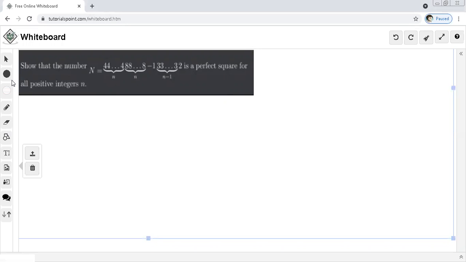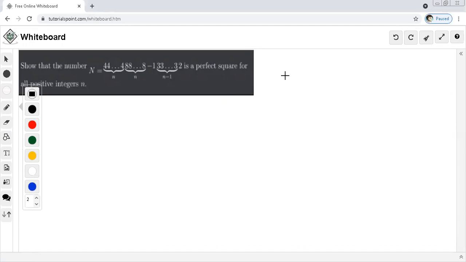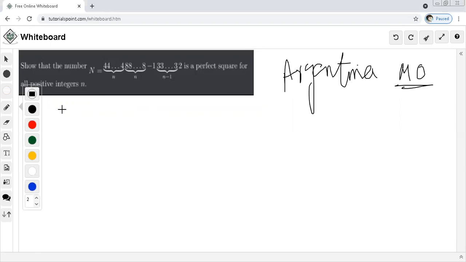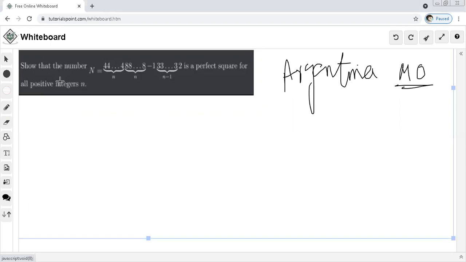So this question which you see right in front of you is from the Argentina Maths Olympiad. Now this says that show that the number n equals 444...4 (n fours) followed by 88...8 (n eights), minus 1 followed by 33...3 (n minus 1 threes) and 2, is a perfect square.